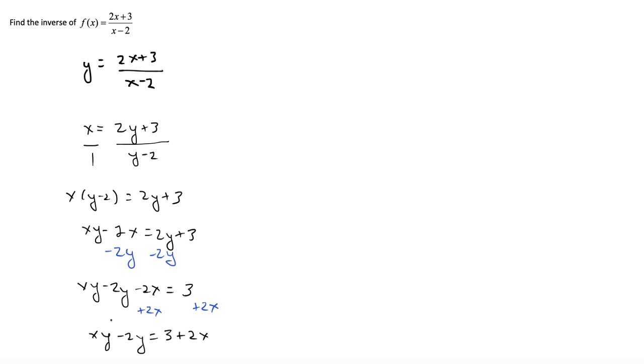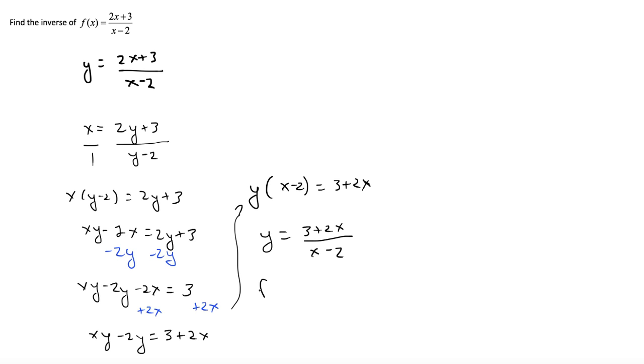So what was the whole point of getting all the y's on one side? The key step here is we want to factor it out. So we can factor out the y from the left. Once you take out the y from both terms, we get y times x minus 2 equals 3 plus 2x. And then finally, we can divide this part out. So y is going to equal 3 plus 2x over x minus 2. And this is actually going to be the equation of our inverse function.